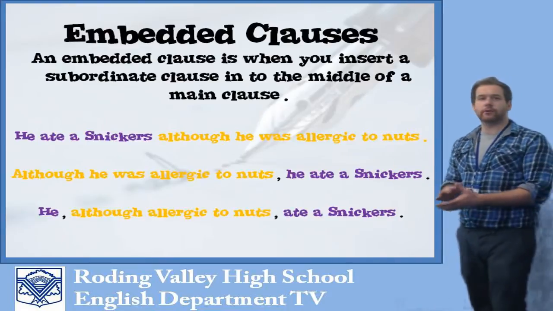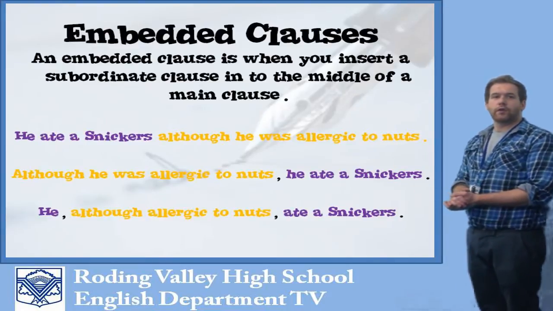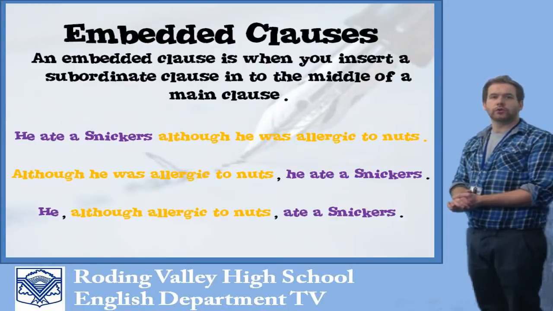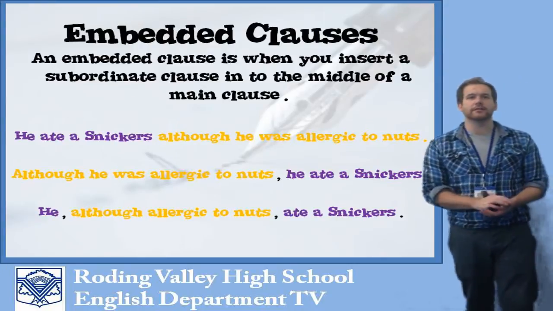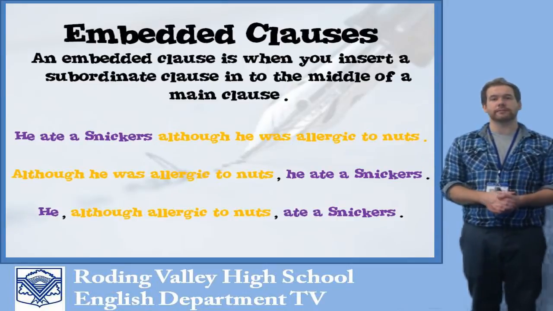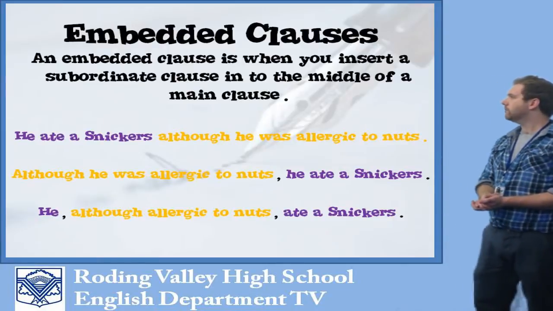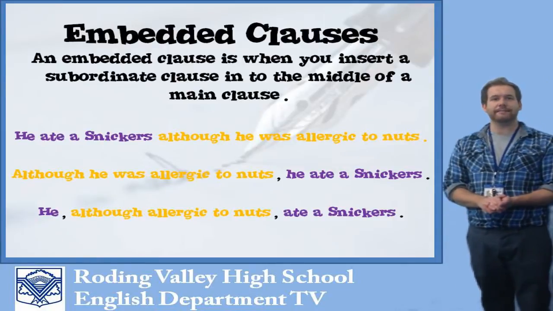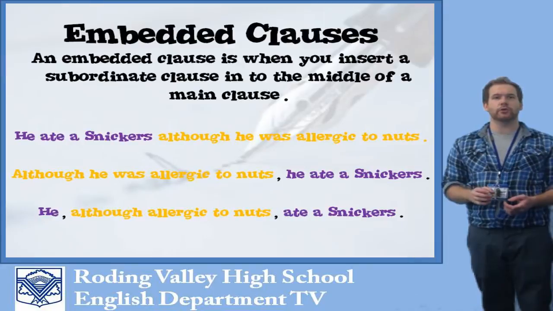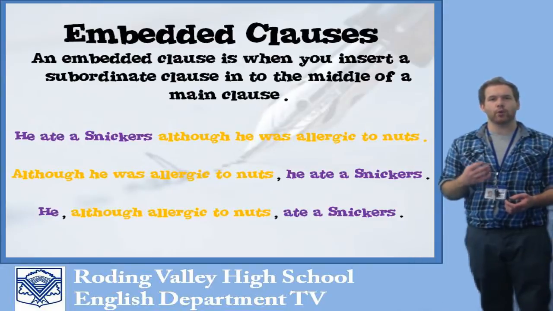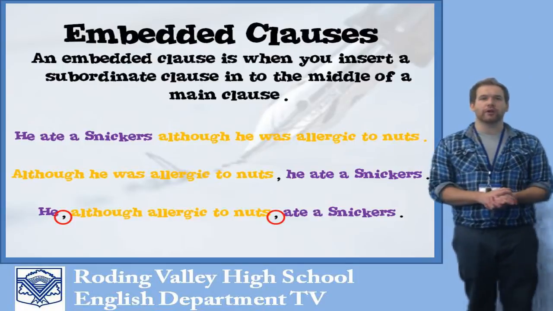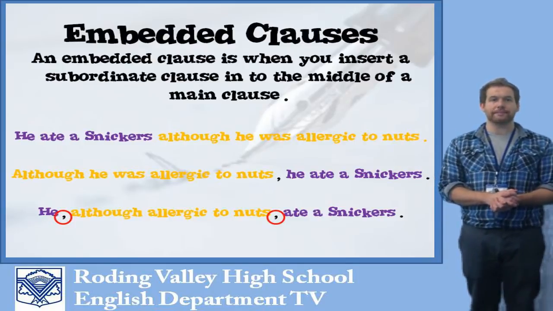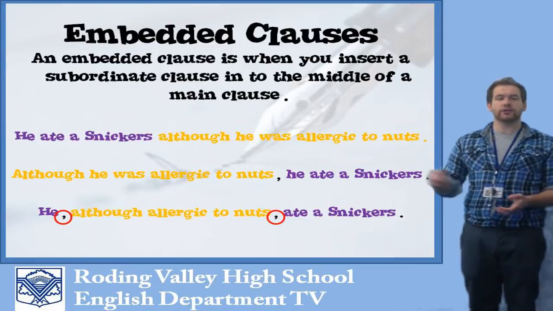If you see the example, the first subordinate clause is placed at the end of the complex sentence. The second, the subordinate clause, is placed at the beginning. And the third, it has an embedded clause. The subordinate clause is embedded within the main clause. Please note how the commas surround the subordinate clause once it is embedded. Here are some more examples.